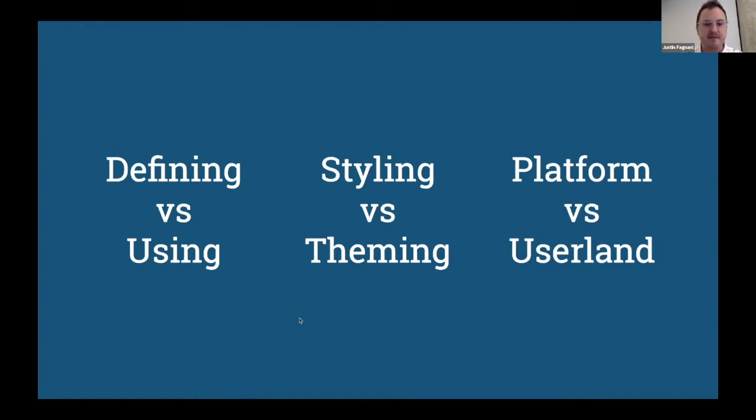So there are these different axes that I think about. Things like the difference between defining a component and the styles that the component makes for itself, versus using a component and styling it when you use it and customizing it. The difference between styling and theming, because those are definitely different concerns. And the difference between features you can get from the platform, like native theming features, and what you might be able to do over the top with user-land solutions.